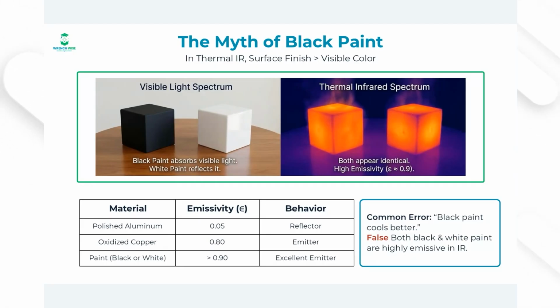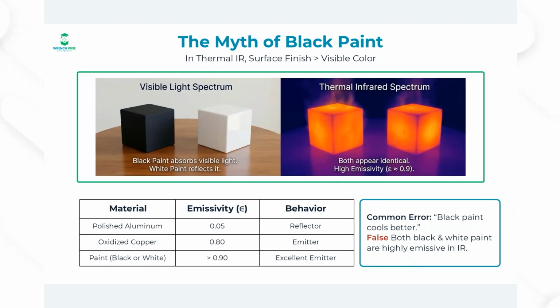Look at the image on the right here. This is the thermal infrared spectrum, where electronics and battery packs essentially operate. Notice that the black and the white cubes look identical. They are glowing with exact same intensity. This proves that in the IR spectrum, visible color is irrelevant. Both black and white paints have an emissivity greater than 0.9. To a thermal camera or a heat transfer equation, white paint is essentially black.